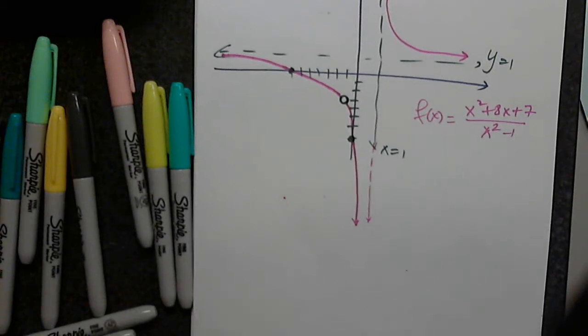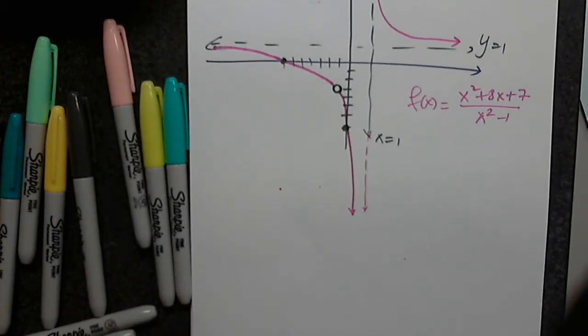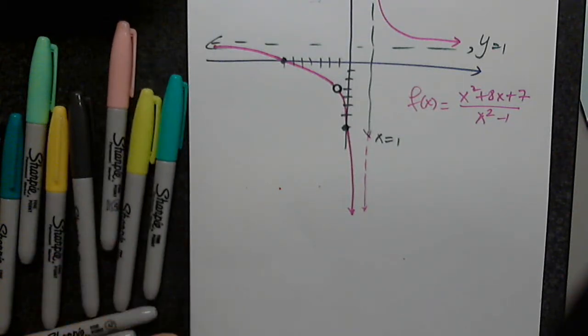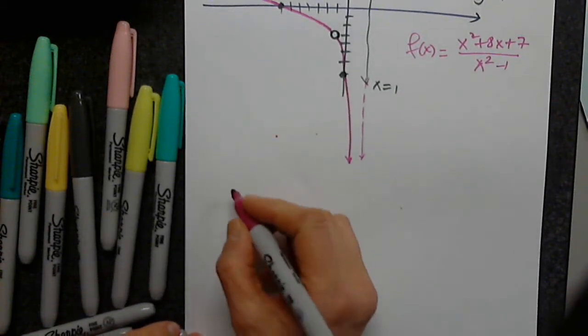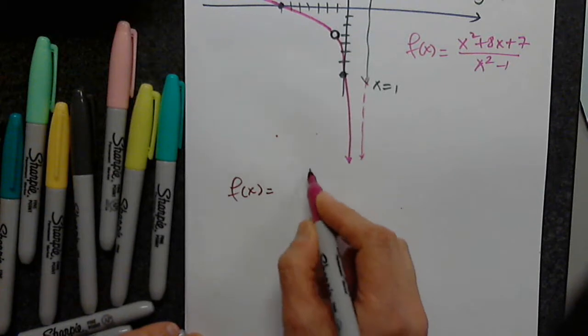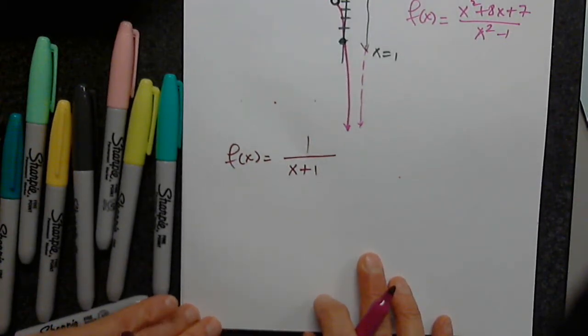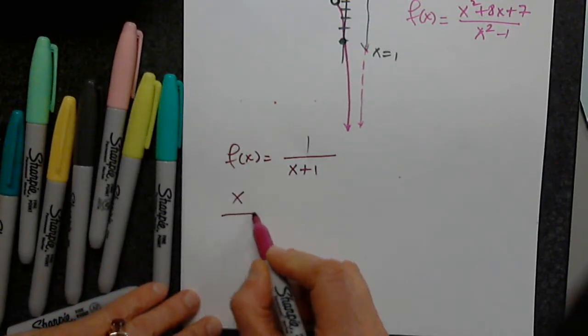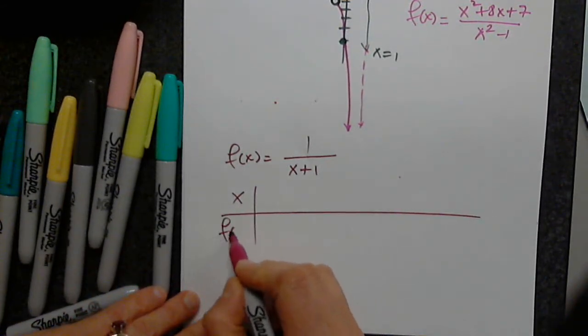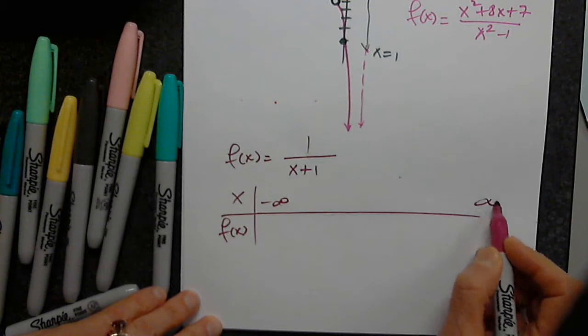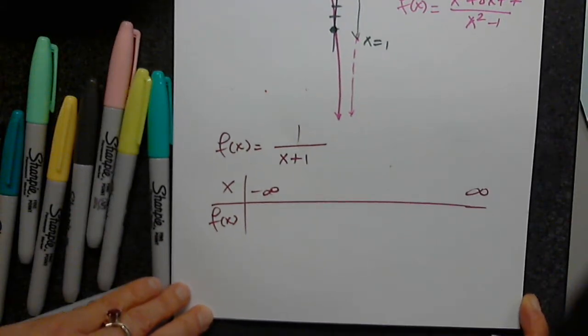This was type 1 with a hole in the graph. Because it was the same degree over same degree. The horizontal asymptote is 0 for type 2. Say it again, Tim. Okay. So let's say f of x equals 1 over x plus 1. This is type 2. Negative infinity to infinity. Please give me the domain.